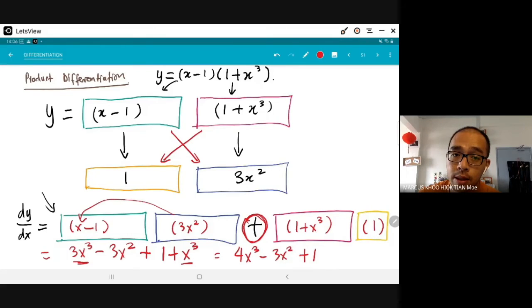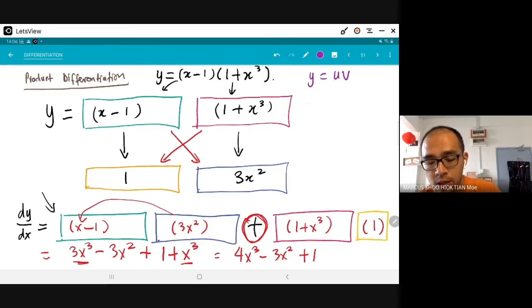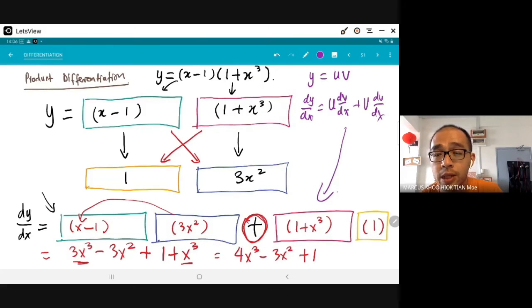I like to use this color boxes method because I find that it's easier to remember. You know why? Because of the formula they give, let me show you the formula. If this makes more sense to you, then good. y equals uv, so dy/dx equals u dv/dx plus v du/dx. This is actually what is happening over here. Most of the students, when they see all these letters, they just flip table and don't want to do anymore. So this color method, I think, is easier.